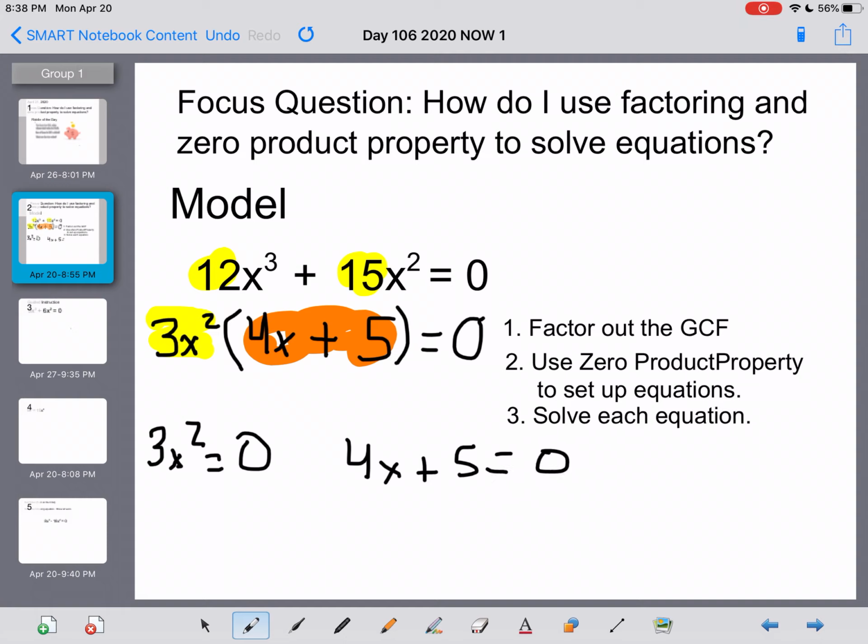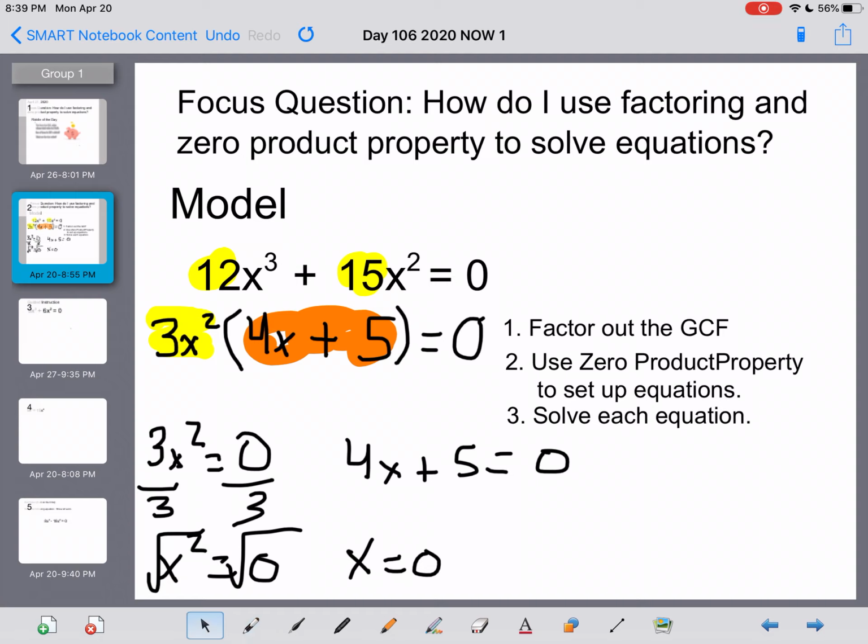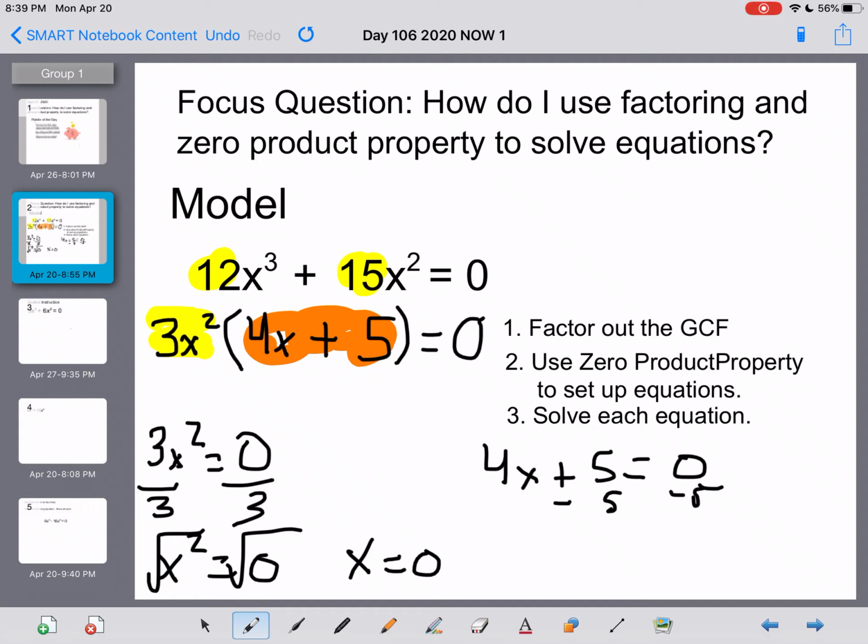So I have two equations. If I do the first one, I'm going to get x by itself, so I have to divide both sides by 3. I have x squared equals 0. So if I take the square root, the square root of x squared is x, the square root of 0 is just 0. All right, I'm going to move this over so it's easy to work with. Now, I'm going to solve the other equation. So I'm just going to subtract 5 on both sides. And I have 4x equals negative 5. Divide both sides by 4.